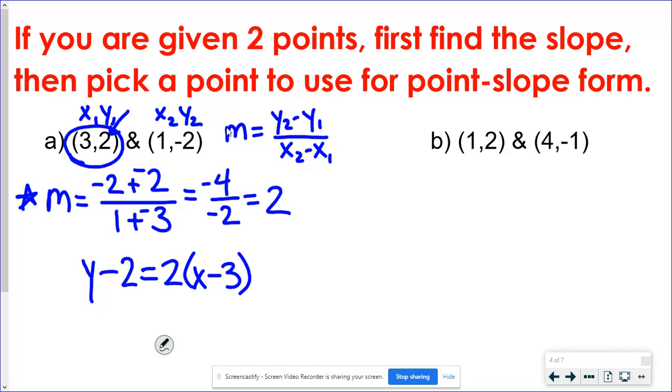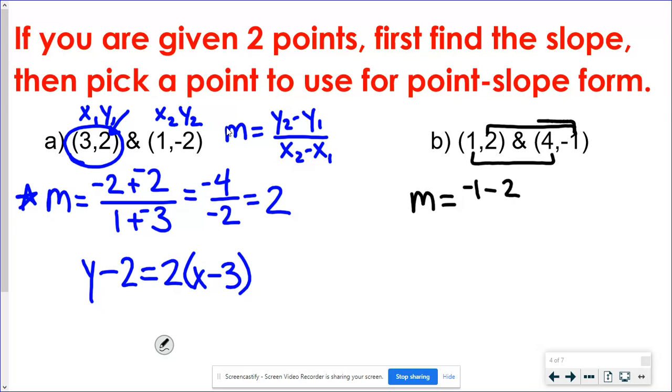In the second example, finding my slope, by now you guys have heard me say this several times, I don't tend to label all of the x's and y's and 1's and 2's. I like this better, but they work the exact same way. It's just less writing. So I would do my y sub 2, which in this case is going to be the negative 1 minus the other y, which is 2.